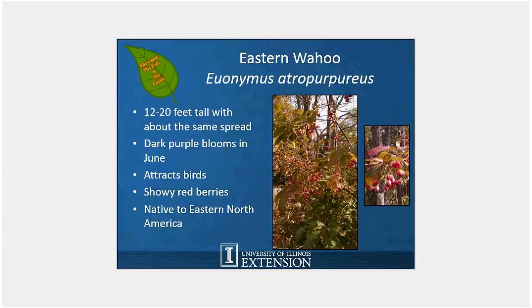This is Eastern Wahoo, which is another native to Eastern North America. This plant, as it indicates, is a euonymus, and it gets 12 to 20 feet tall, about the same spread. What's really an identifier on this one is the dark purple blooms in June, and then the showy red berries that you'll see in the fall.